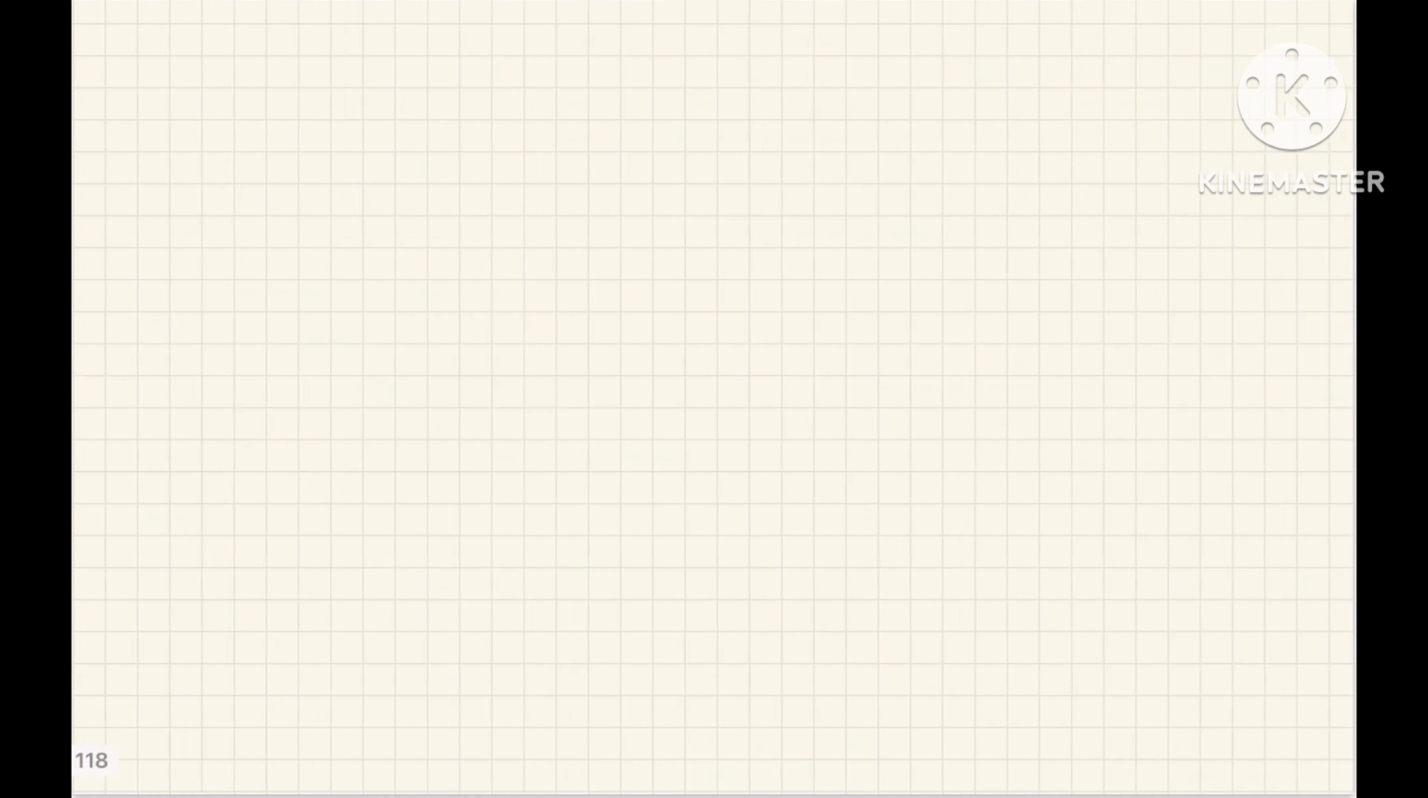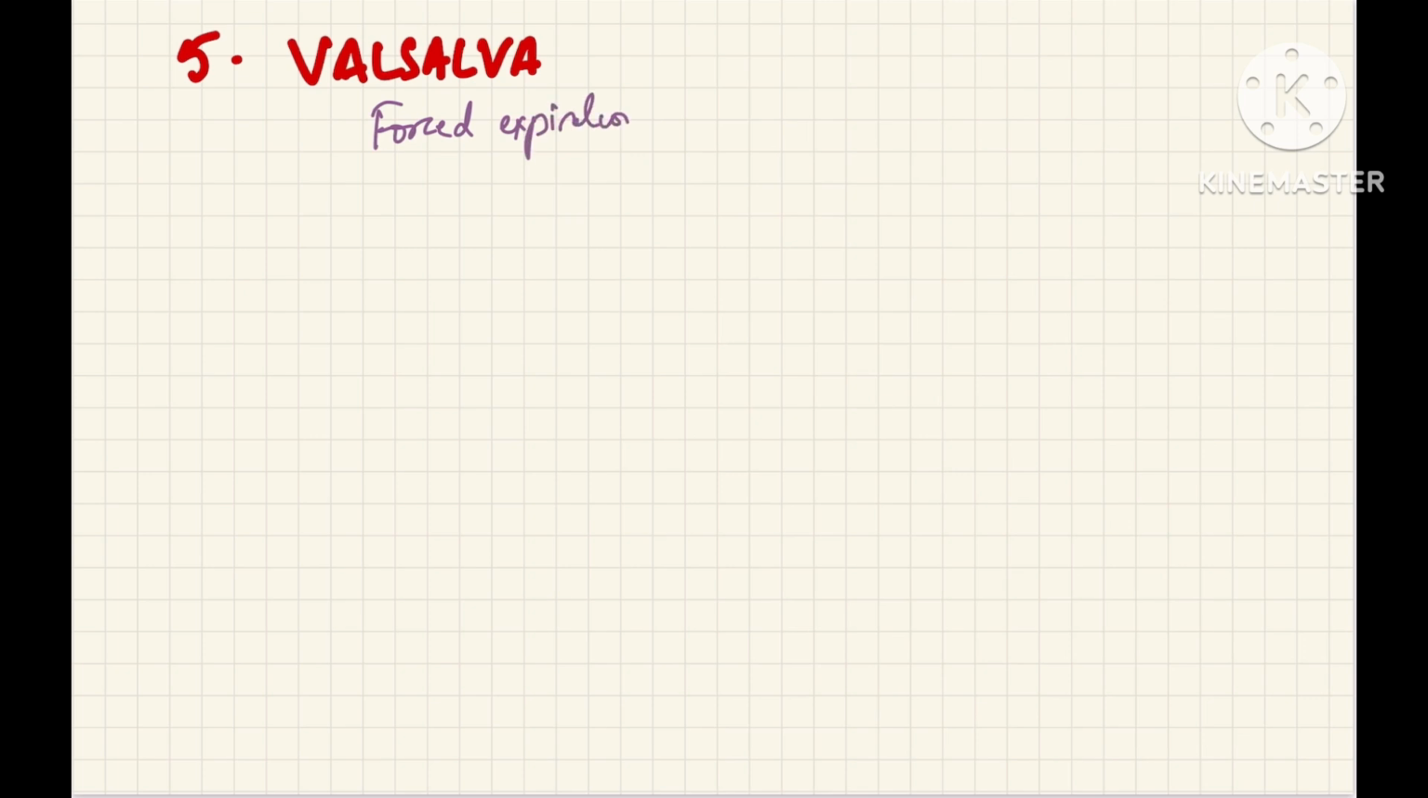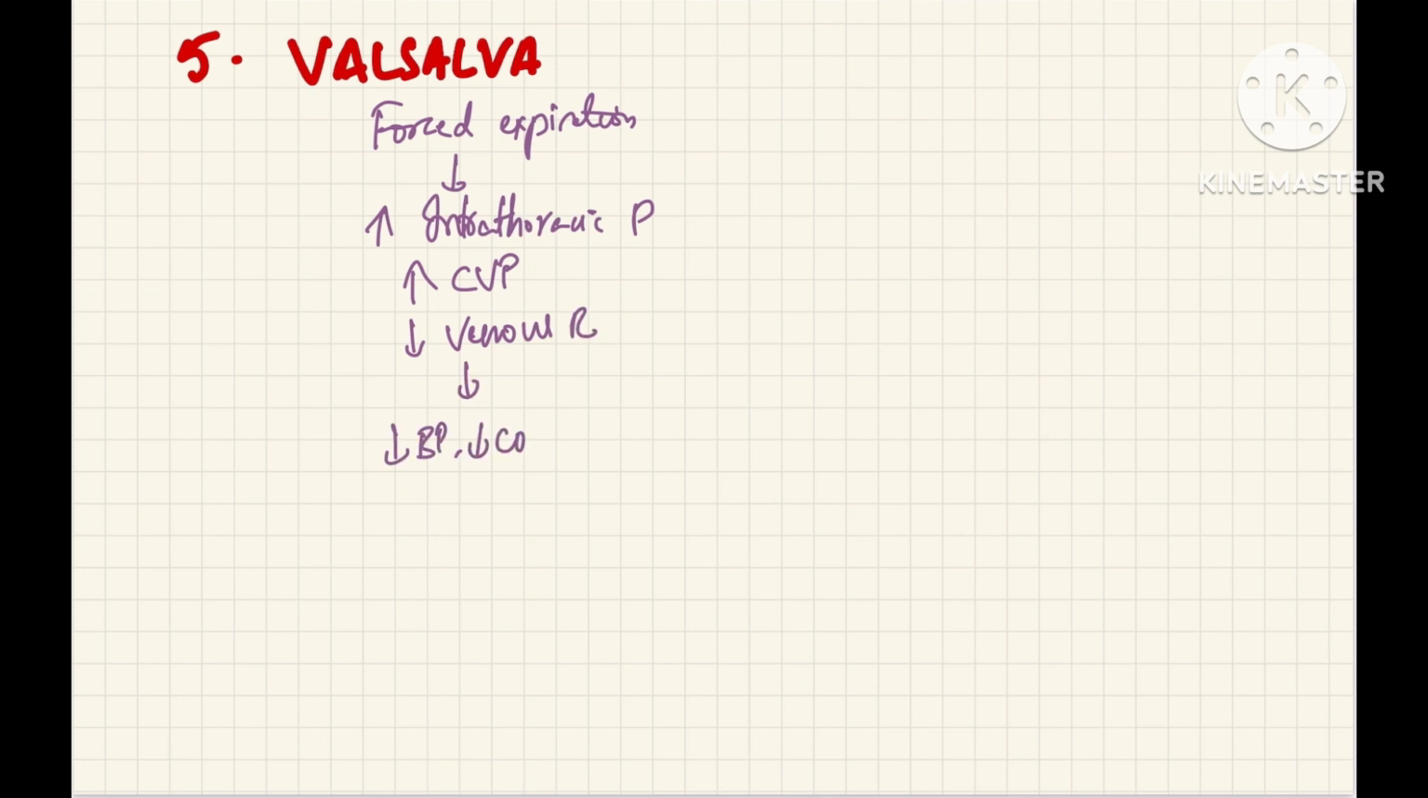The next reflex is the Valsalva maneuver. Valsalva is forced expiration against a closed glottis. This forced expiration leads to increased intrathoracic pressure, increased central venous pressure, and decreased venous return. This leads to a decrease in the blood pressure and a decrease in the cardiac output.